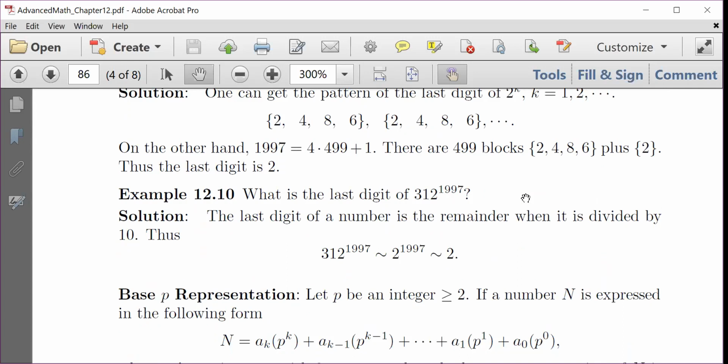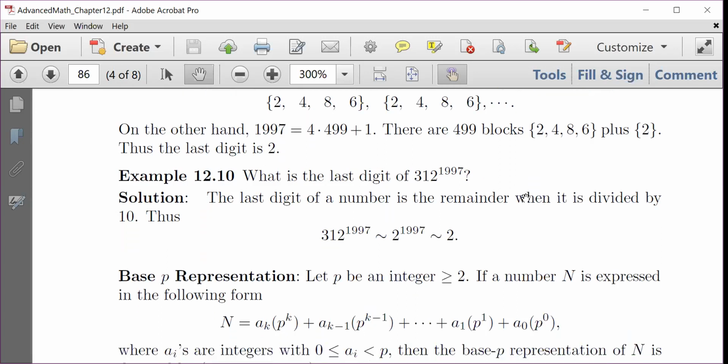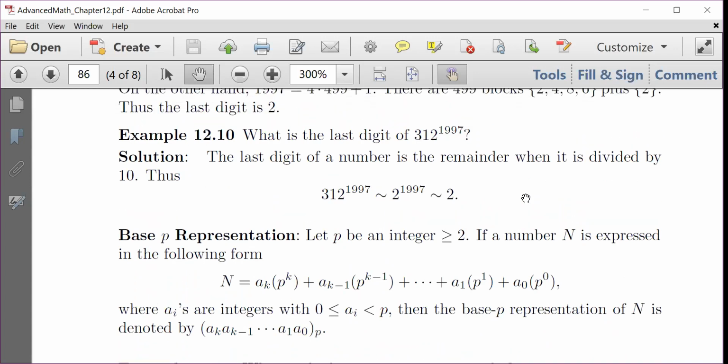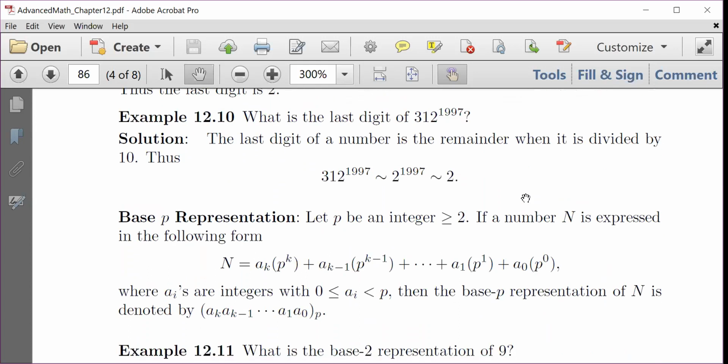If we have a number n, and we can express it as a sum of powers of P, then we just need to copy down the coefficients: a_k, the first coefficient, second coefficient, and so on. I will show you an example, and then put a subscript P there. Those coefficients put together are called the base P representation of the number. So let's look at the example. What is the base 2 representation of 9? How can I do that?